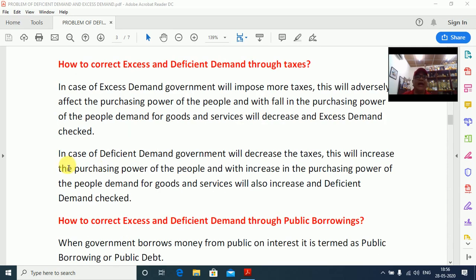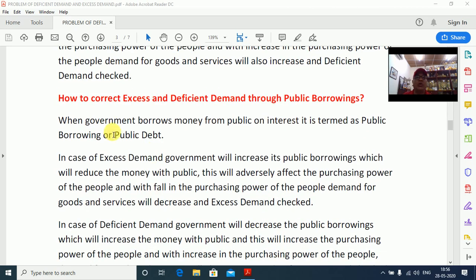And on the other hand, if there is a deficient demand, simple, the government will reduce the taxes, people will have more money left in their pocket, their purchasing power will increase, and with the increase in their purchasing power, they will demand more goods and services, and as a result, deficient demand will be checked. So by increasing tax, we check excess demand, by decreasing tax, we check deficient demand.